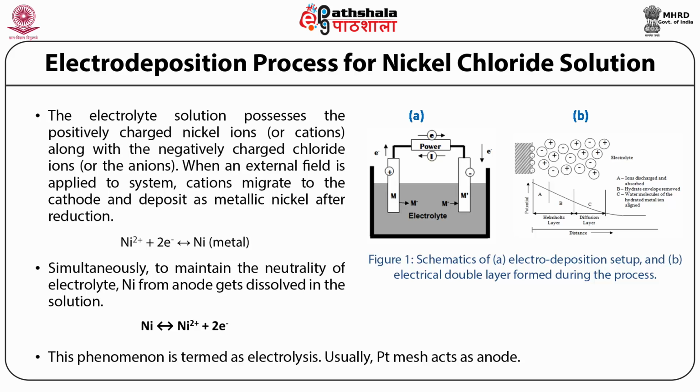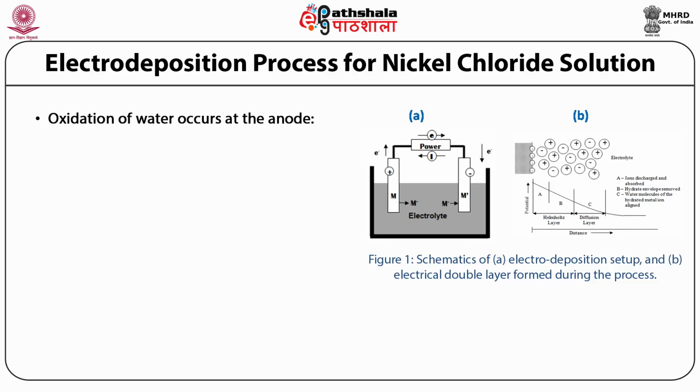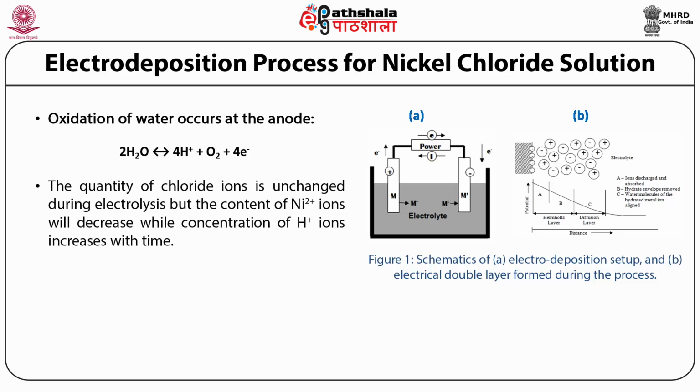Usually, a platinum mesh acts as the anode. Oxidation of water occurs at the anode, that is, 2H2O gives 4H+ plus O2 plus 4 electrons. The quantity of chloride ions is unchanged during electrolysis, but the content of Ni2+ ions will decrease while the concentration of H+ ions increases with time.